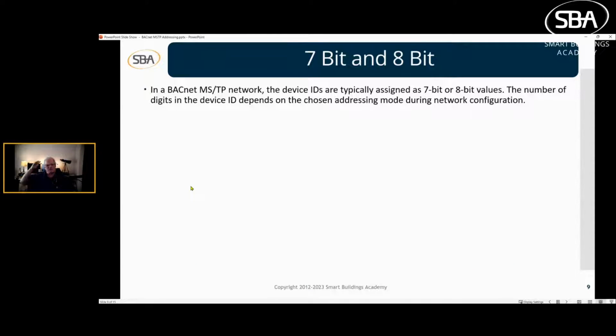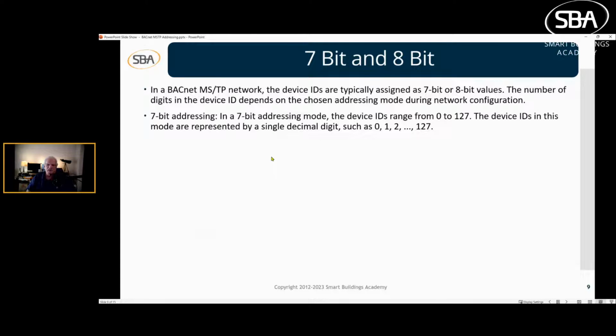So I talked about 7-bit and 8-bit a moment ago. In BACnet MSTP networks, the device IDs are typically assigned 7 or 8-bit values. The number of digits in the device ID depends on the chosen addressing mode during network configuration. 7-bit addressing mode is 0 to 127. The device IDs in this mode are represented by single decimal digits such as 0, 1, 2, etc. through 127.